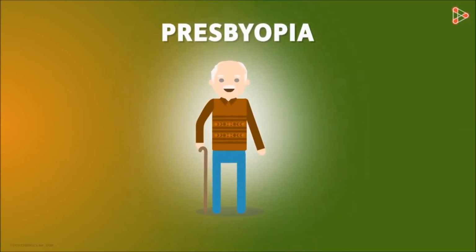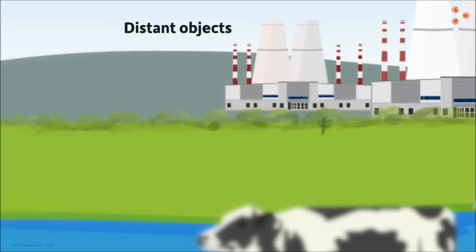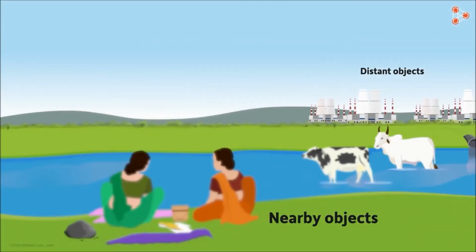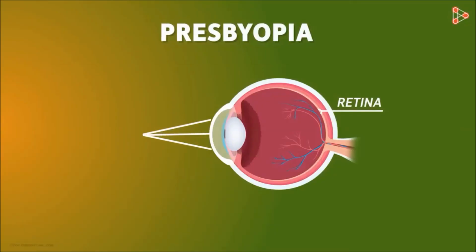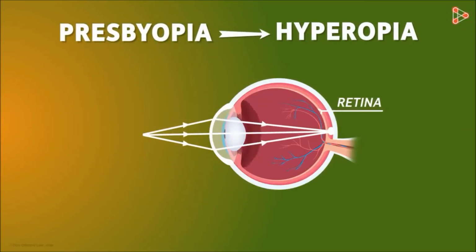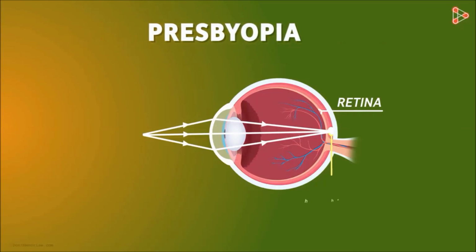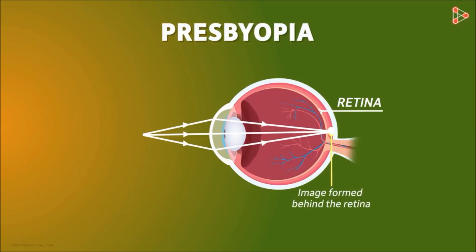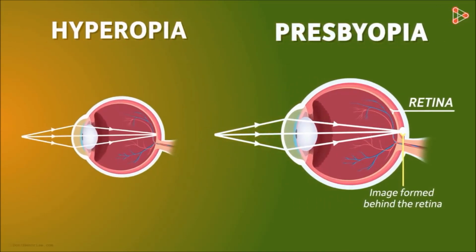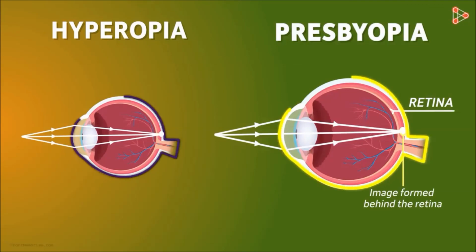Another eye defect I want to discuss is presbyopia. This is the condition of the eye commonly found in senior citizens. In this eye condition, distant objects are clearly visible, but nearer objects appear blurry. Yes, you probably guessed that presbyopia is similar to hyperopia. Here as well, the light gets focused behind the retina. However, unlike hyperopia, it does not occur due to the shortened eyeball.